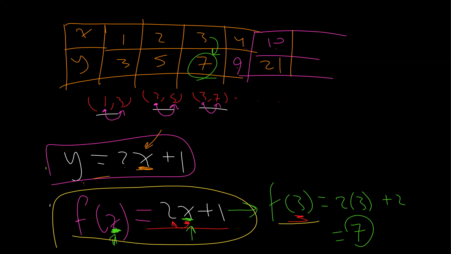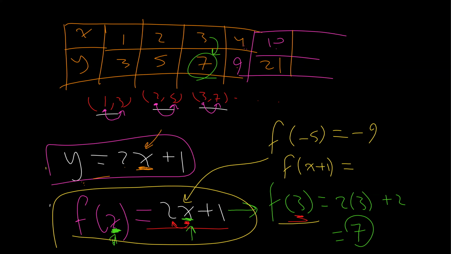Okay, if I tell you now, what is the function of negative 5? Same thing, apply the negative 5 here. So it's going to be negative 5 times 2, which is negative 10, plus 1, which is negative 9.